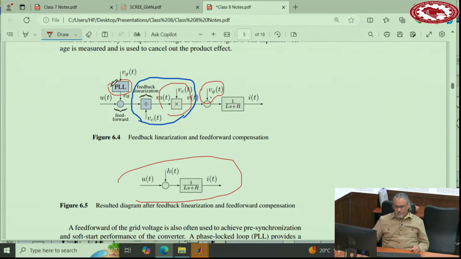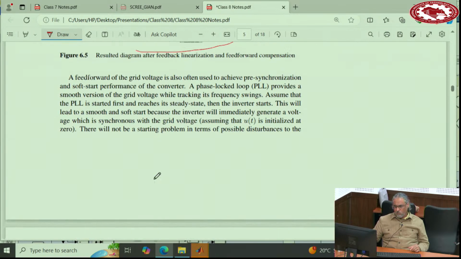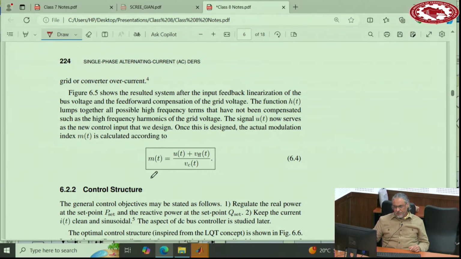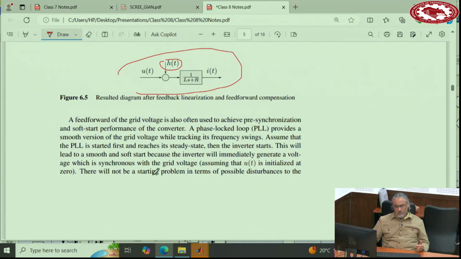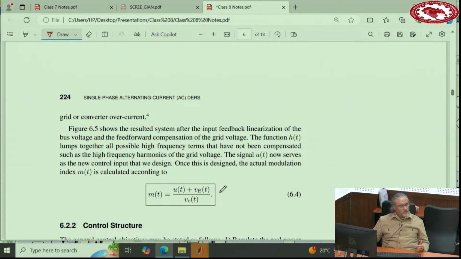Because remember, this PLL that you put, you only bring in the smooth version of VG. And the grid voltage in AC systems that we are talking about always has harmonics of higher terms. So this H of T shows the harmonics that are left. Okay, and this equation summarizes what we did in terms of mathematics.